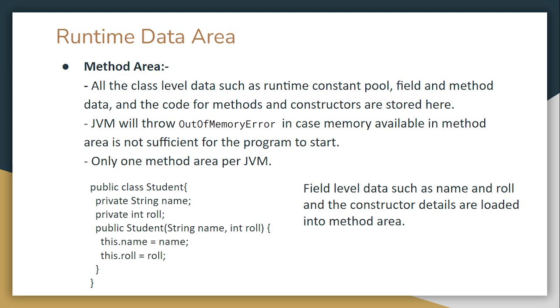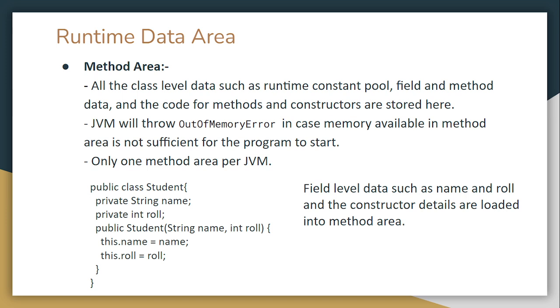Next is runtime data area. We have the method area, where all the class level data such as runtime constant pool, field and method data, and the code for methods and constructors are stored.